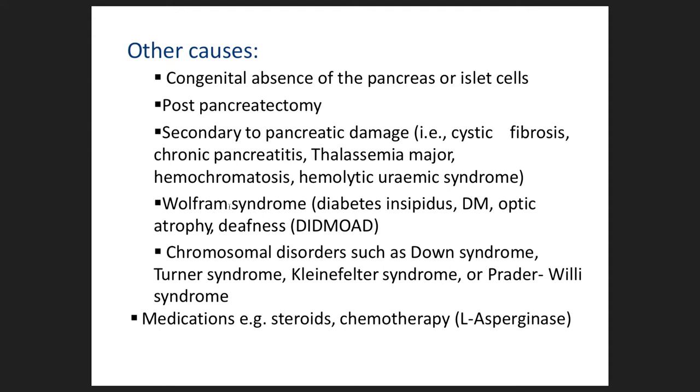There are certain rare syndromes that could have diabetes. Certain chromosomal disorders could have diabetes, especially children with Down syndrome. They are at risk of diabetes. That's why we have to screen them regularly. Children with Down syndrome, Turner syndrome, Klinefelter syndrome, Prader-Willi syndrome.